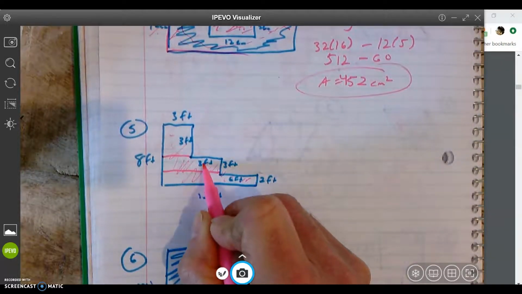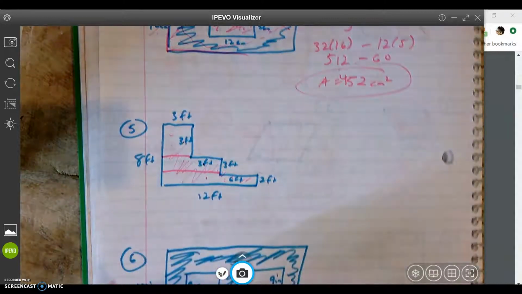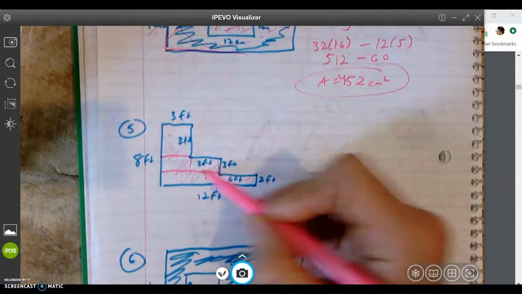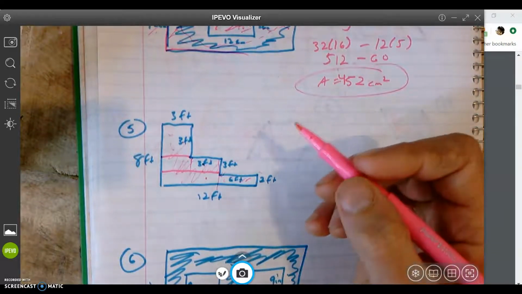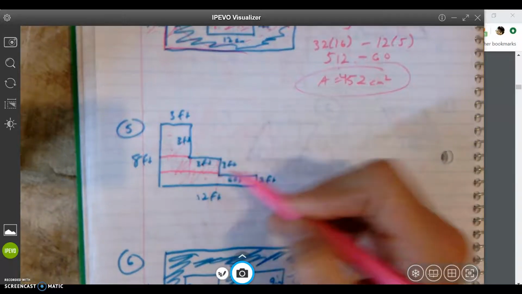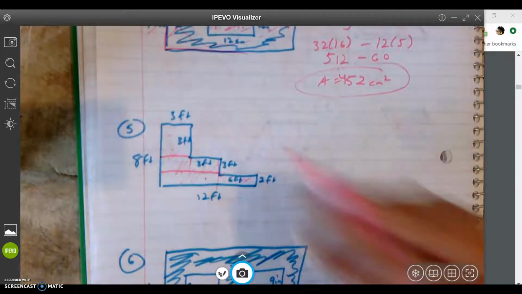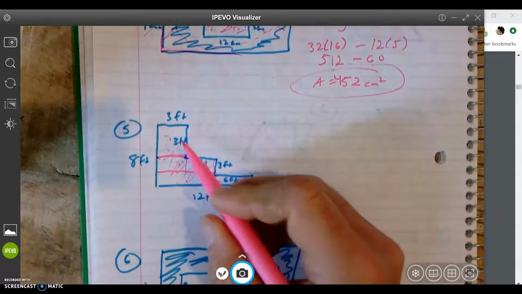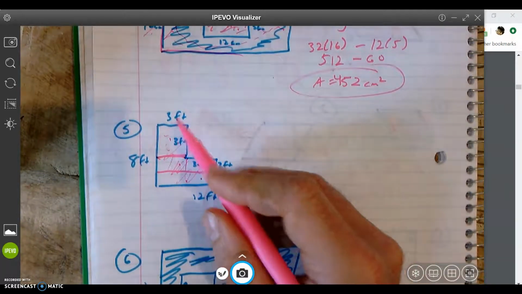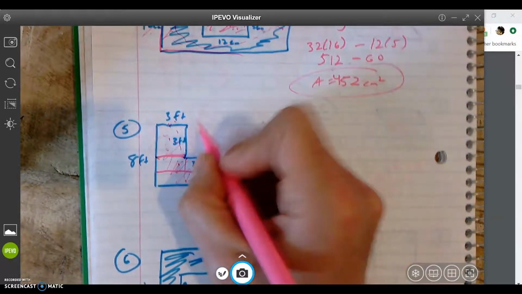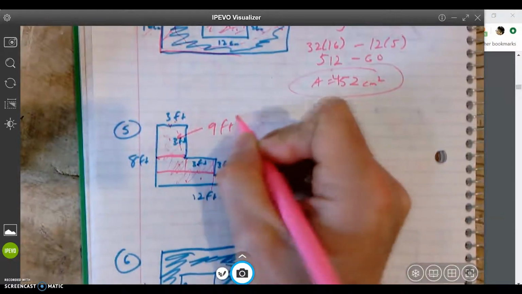So I got 1, 2, 3 different parallelograms. I could probably do it this way if I wanted to and go 1, 2, 3. So each way works. Just make sure you are consistent with what you're doing and you look at all of the measures to make sure you're doing it right. So I'm going to do this way, 1, 2, 3, like this, like a cake. So this right here is 3 times 3. This is the area, 3 times 3, which is 9 feet squared.